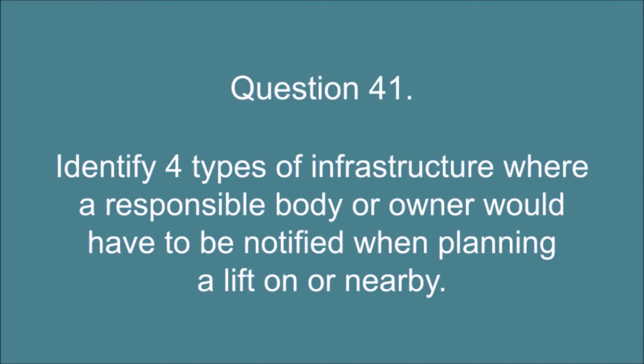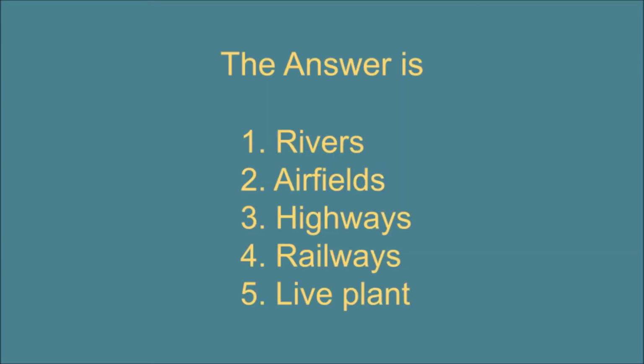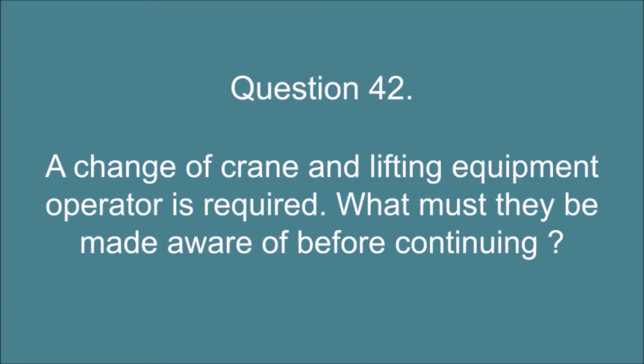Question 41. Identify 4 types of infrastructure where a responsible body or owner would have to be notified when planning a lift on or nearby. The answer is 1. Rivers. 2. Airfields. 3. Highways. 4. Railways. 5. Live plant.